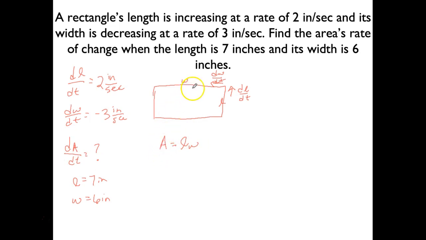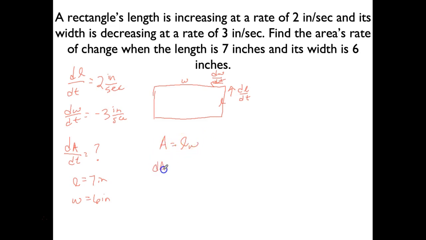So let's follow our rules here. The first one was draw a picture. I got it. The second one was find the formula you need, right here. The third one is plug in any non-changing variables. Well, width is changing and so is length. So there is no non-changing variable here, so I can skip step 3. Step 4 is take the derivative of the formula.